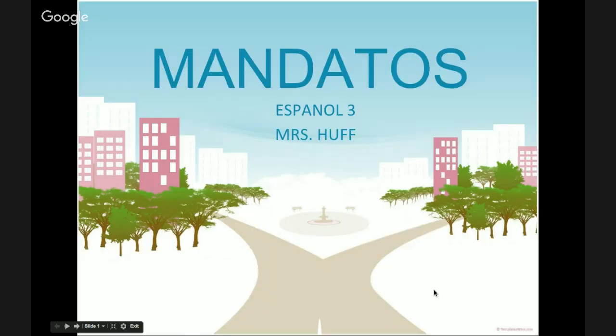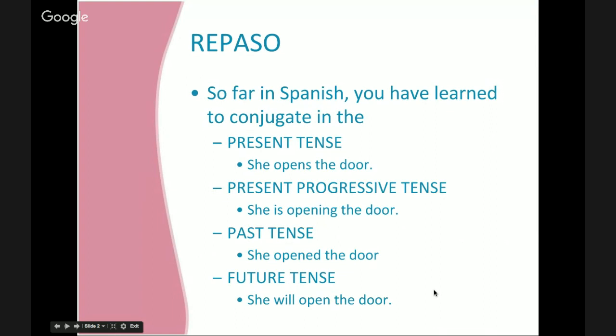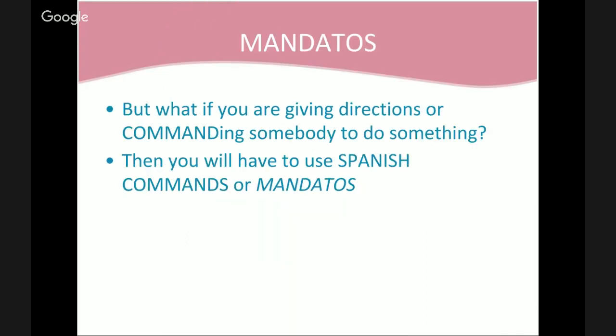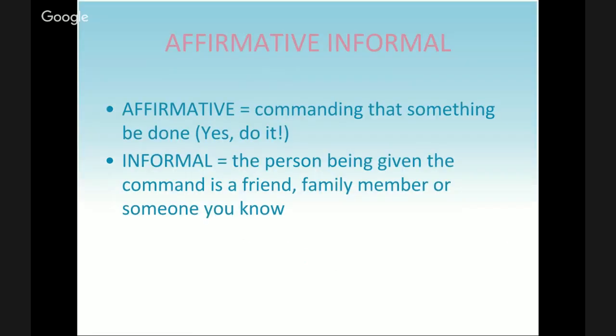Here we go. In Spanish so far, we've learned different tenses, such as the present tense, present progressive, past tense, future tense, how to say things in a different tense. What we're going to be talking about today is a command. What if instead of describing that the people are walking down the street, you want to yell, walk down the street, or you want to say, do your homework? That would be a mandato, and in Spanish, we have to conjugate or use those verbs in a different manner.